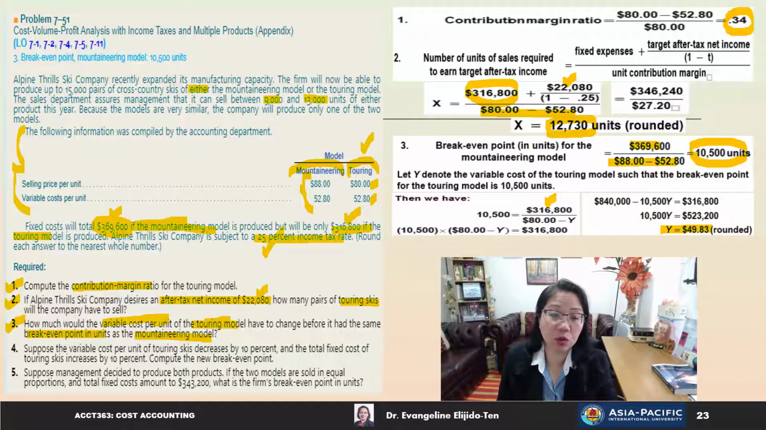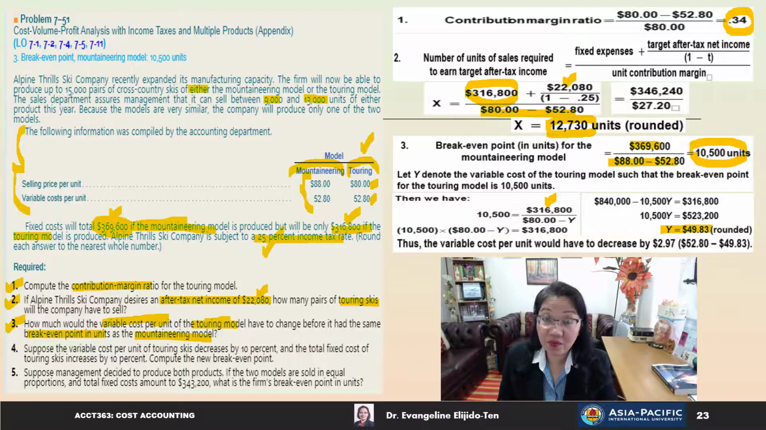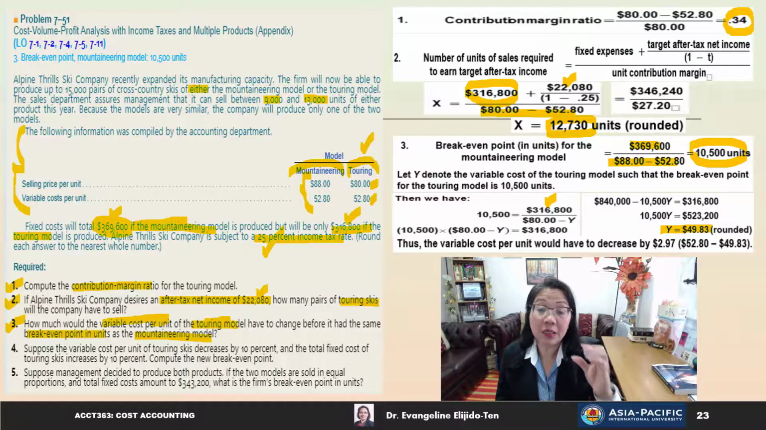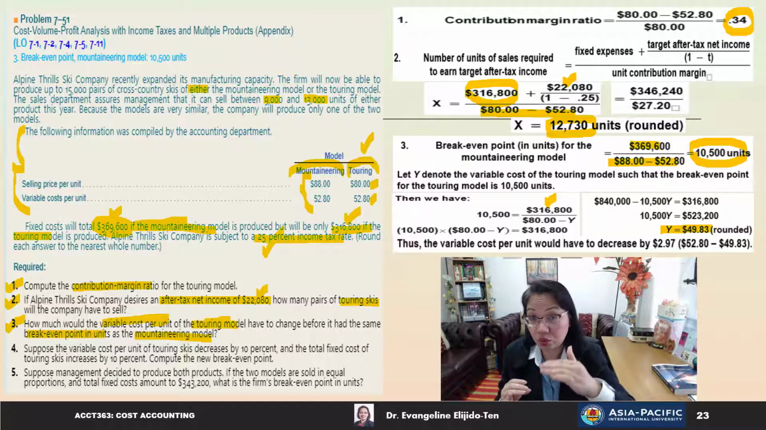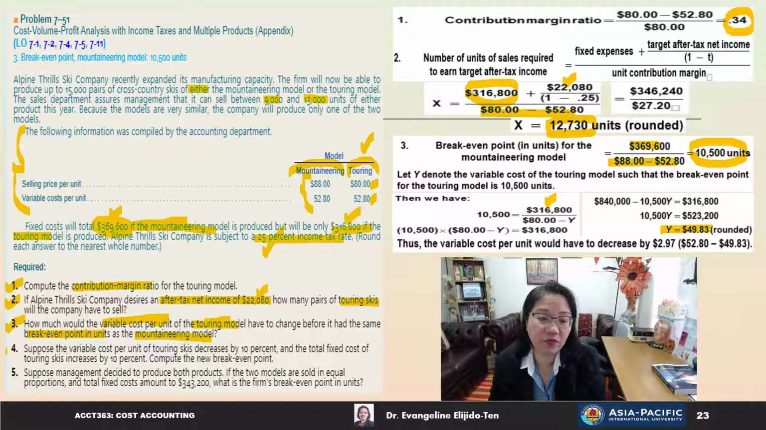So how do we answer this question now? The variable cost per unit will therefore have to decrease by how much? By $2.97. So the current variable cost is $52.80, and we should reach $49.83. So we'll need to reduce the variable cost by $2.97. All right. Let's move on to requirement number 4.